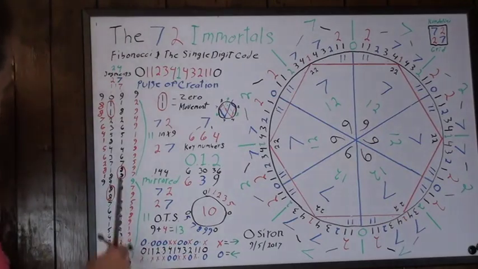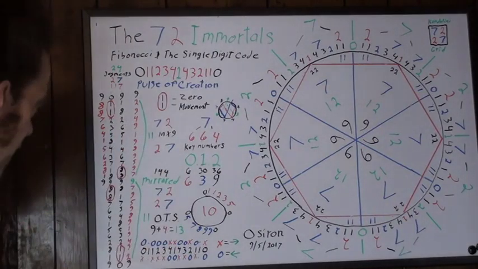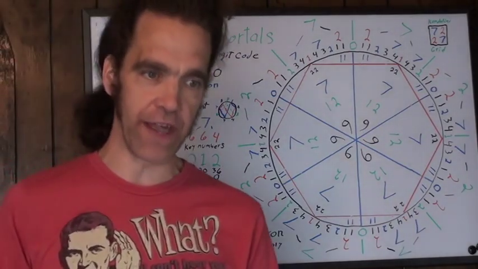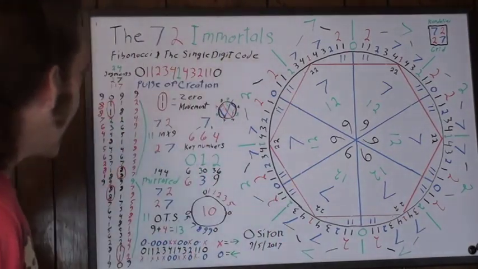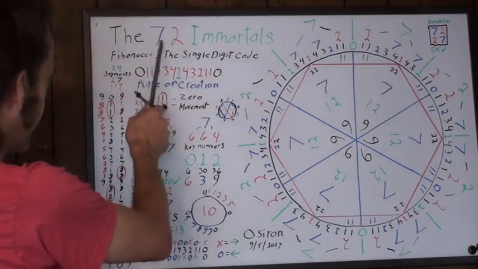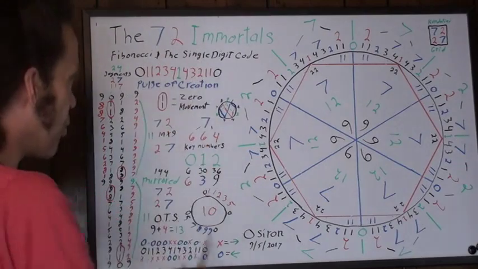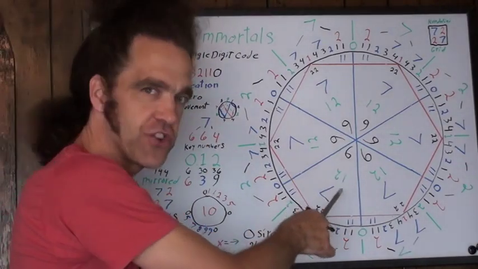the reason there's a bunch of numbers going up and down, there's a couple things that happen with that code that are amazing. And as you can see from this, the title of this is the 72 Immortals. And I'll explain what this construct is in a few minutes.